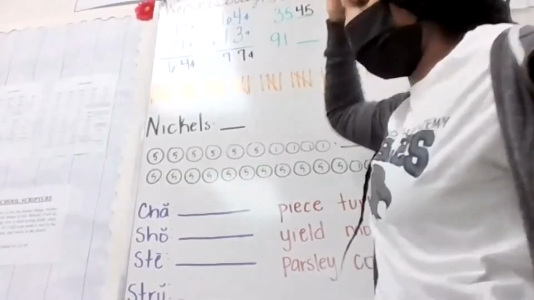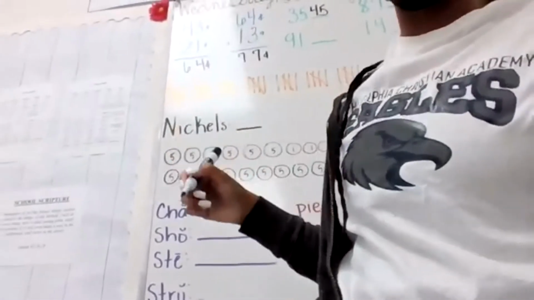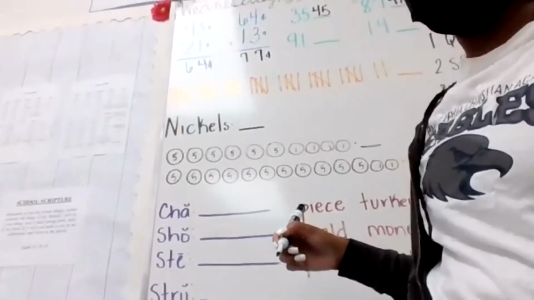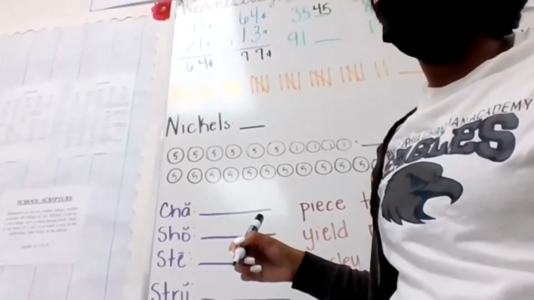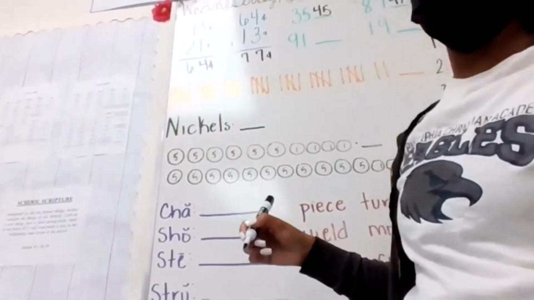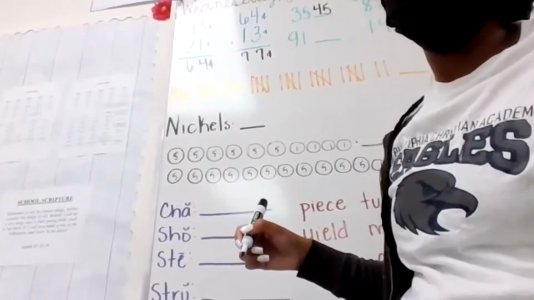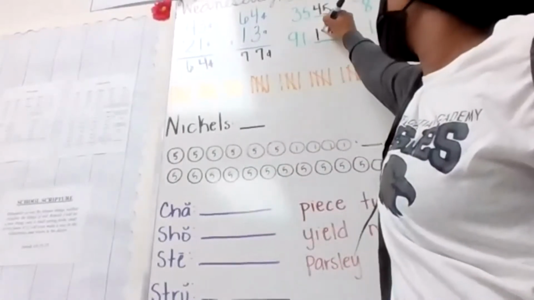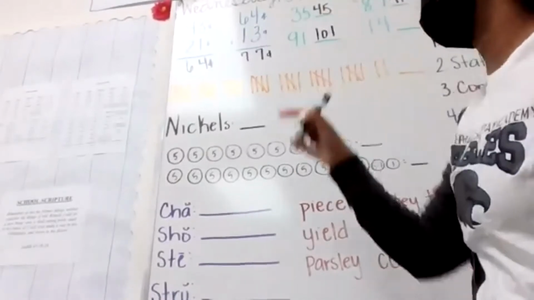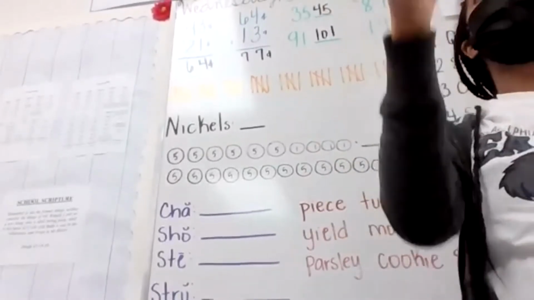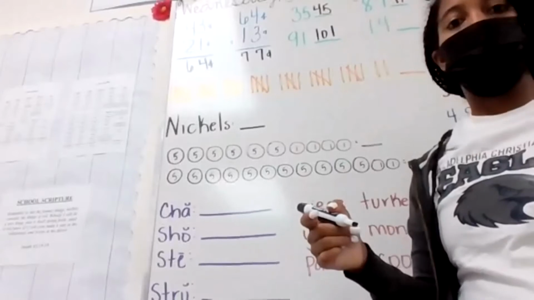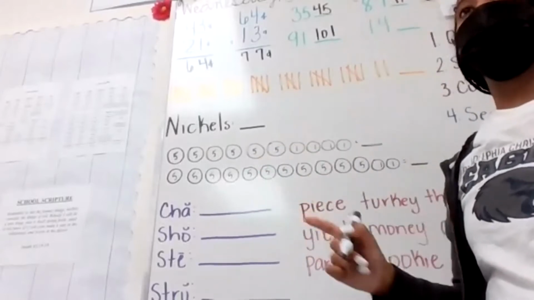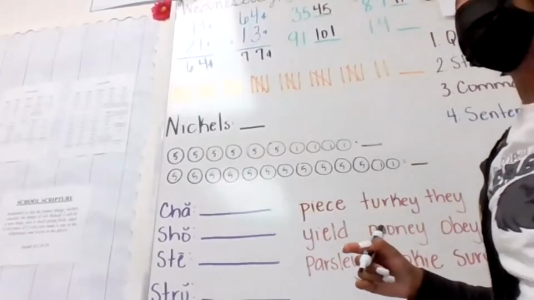91. What will be 10 more than 91? Dennis? 101. Good. And 14. What's 10 more than 14? 15. That's one more. 10 more. So it's like I'm counting by tens with 4.